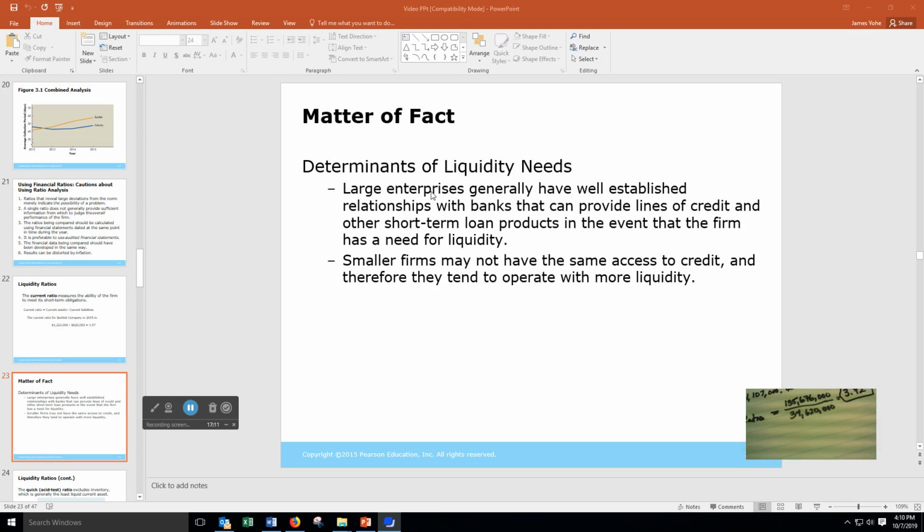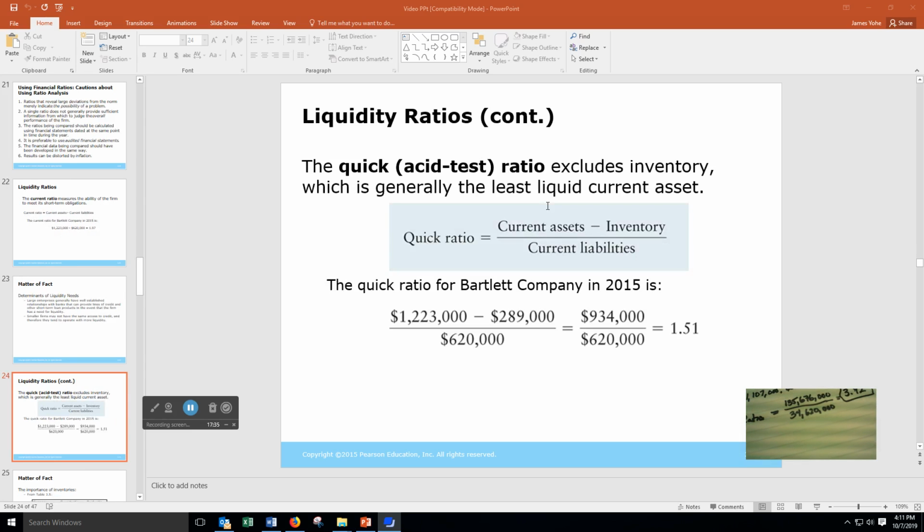Smaller firms do not. So all other things being equal in a particular industry, larger firms would tend to have lower current ratios, or at least it's okay for them to have lower current ratios relative to smaller ones, because these larger firms generally have access to lines of credit and other short-term loan products to pay their bills if they need liquidity. Now here's the big one.